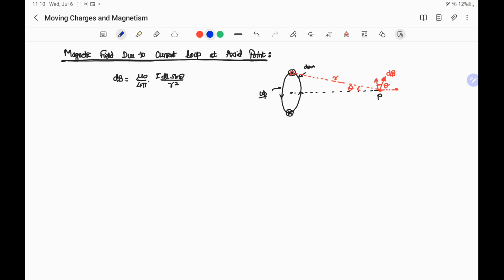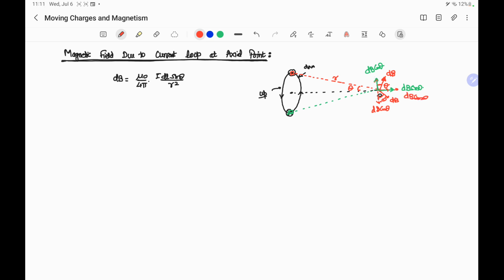Therefore, we can resolve this dB into two perpendicular components. One is horizontal along the axis, another is perpendicular. This component along the axis is dB cos theta, and another one is dB sin theta. Similarly, if we take another element at the down point of the loop, again there is an elementary field dB, now in the direction at an angle of theta with the downward direction. On resolving, again we have two components: one is dB cos theta, and another is dB sin theta.